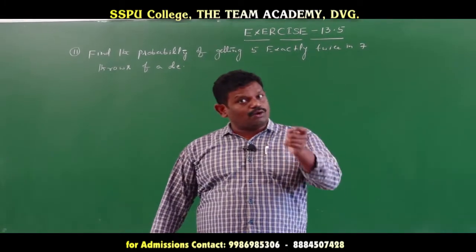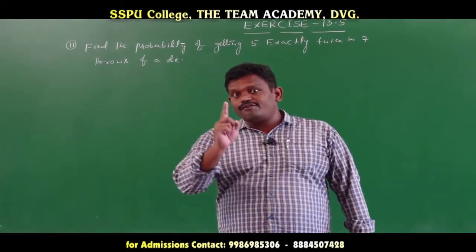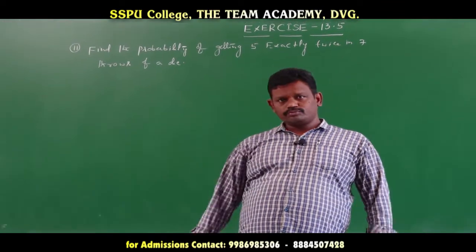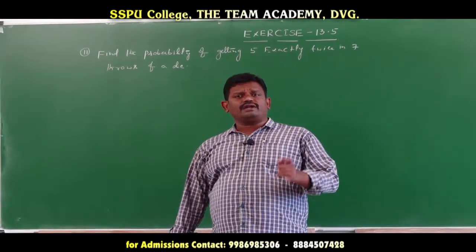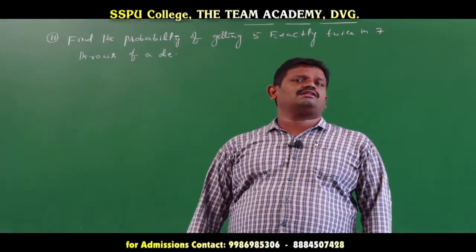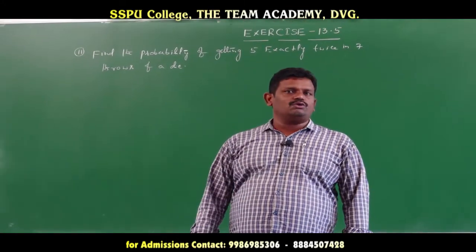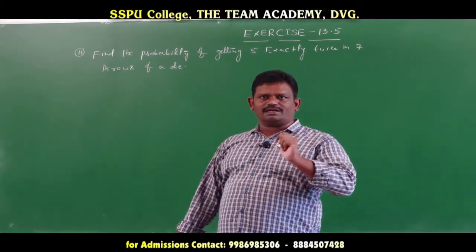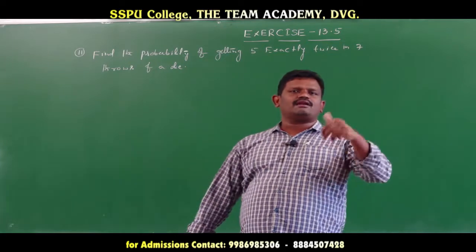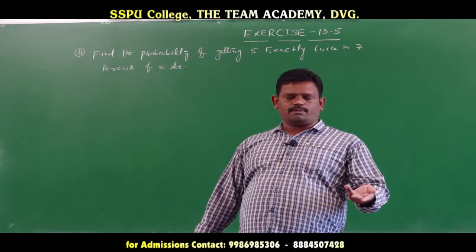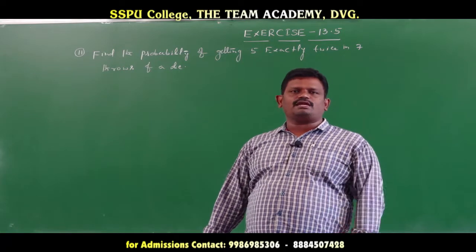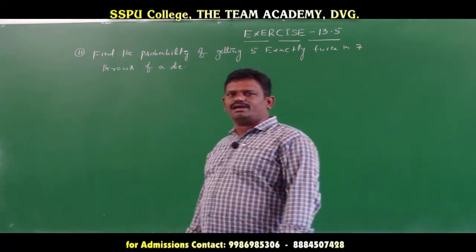If you want to find the probability of success, you consider the probability on one throw of the die. Getting 5 means success. That is 1 by 6, because out of 6 numbers, there is 1 number 5. Then q is 1 minus p, which gives the q value. Then we find the binomial distribution.